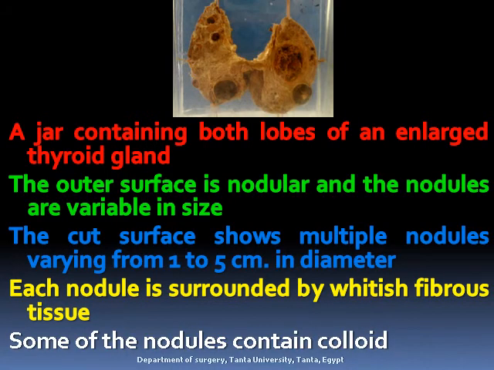A jar containing both lobes of an enlarged thyroid gland. The outer surface is nodular and the nodules are variable in size. The cut surface shows multiple nodules varying from 1 to 5 centimeters in diameter. Each nodule is surrounded by whitish fibrous tissue. Some of the nodules contain colloid.